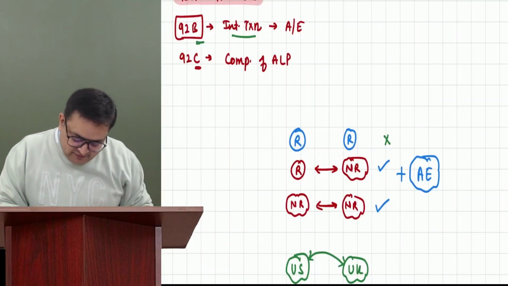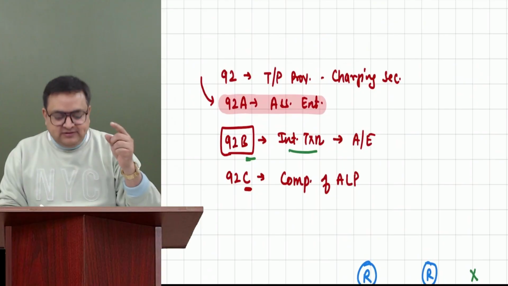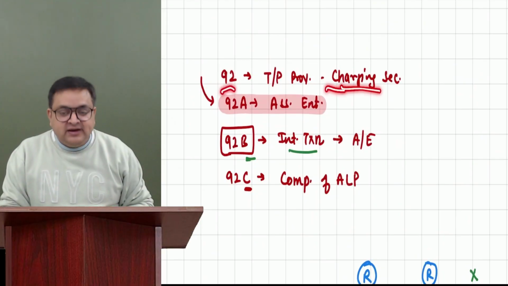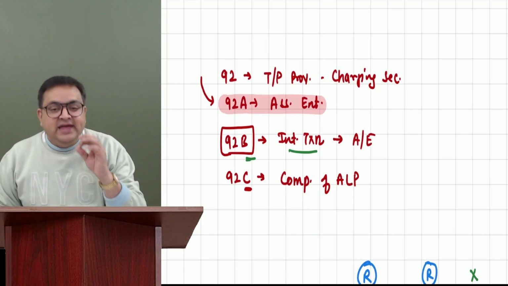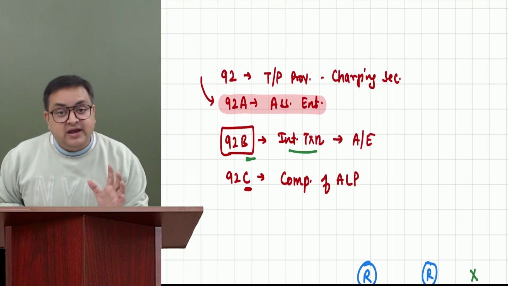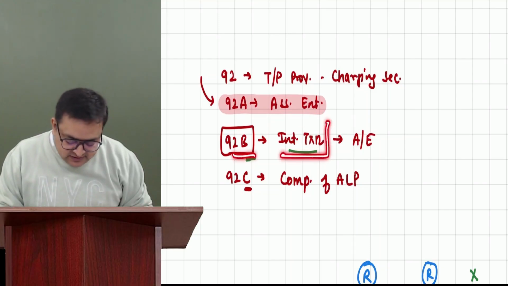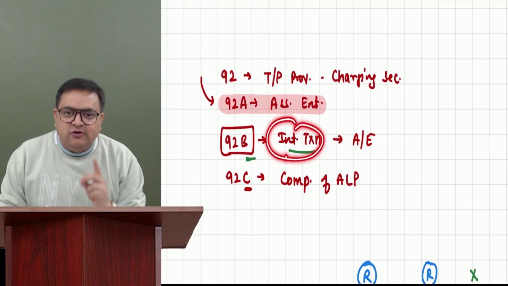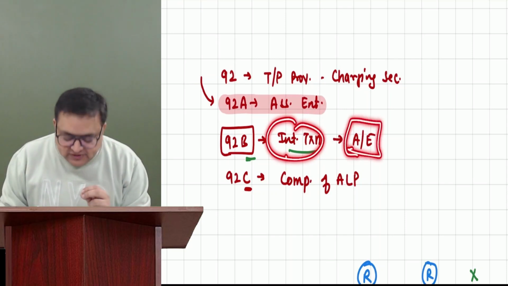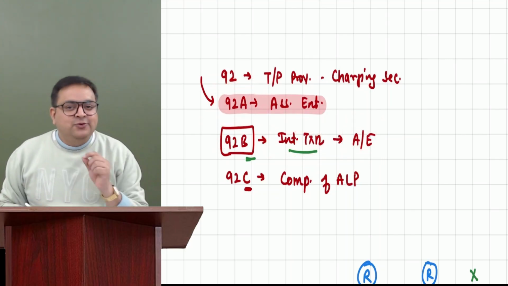See what we were doing. I was telling you that you should know these sections. 92, what is 92? Try to recall. 92 is the charging section. It says that if any international transaction is happening, we will see whether it is at ALP or not. What is ALP? Correct value, fair market value. 92B is international transaction: any transaction where at least one party is a non-resident, between associated enterprises. Now we are coming to a very, very important section, that is 92A.